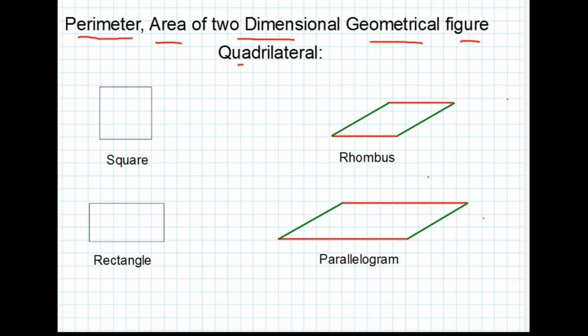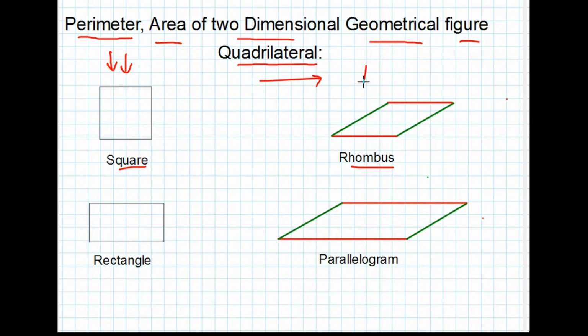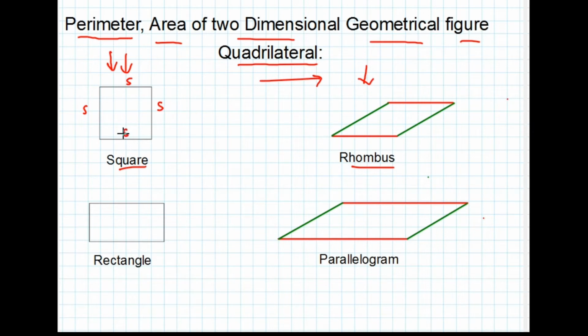Number 1 is quadrilaterals. Square and rhombus have many similarities. If we press a square from the top, then it becomes a rhombus. All sides of a square are equal, that is S, S, S and S. All sides of a rhombus are equal, that is S, S, S and S.